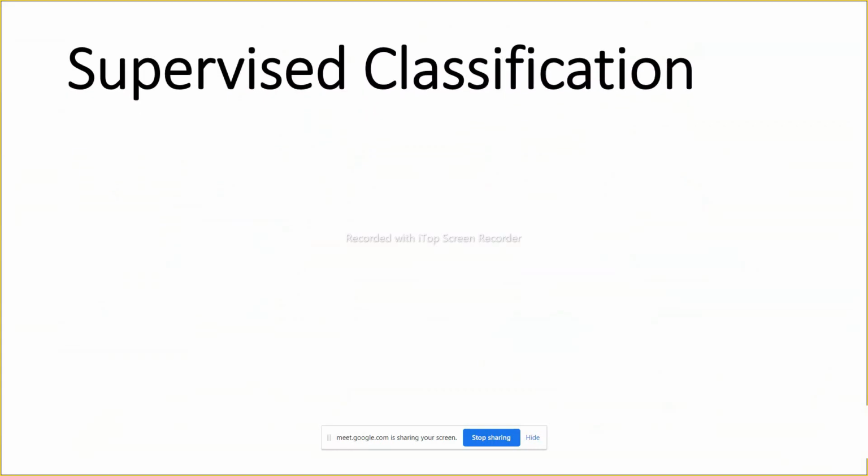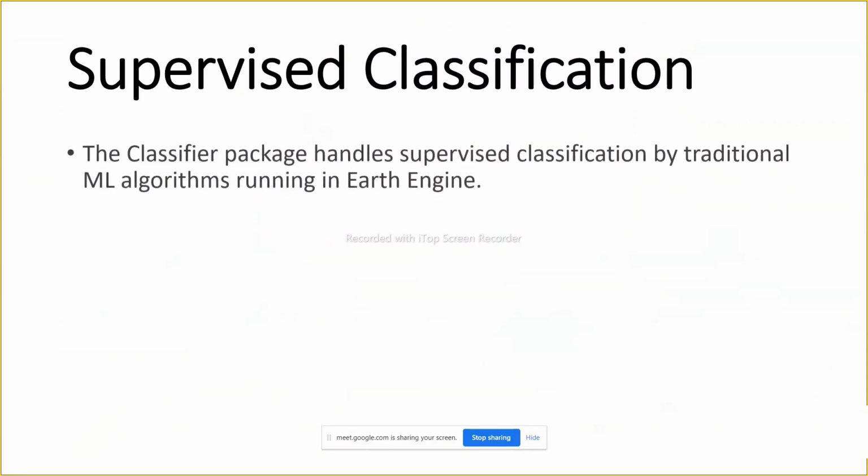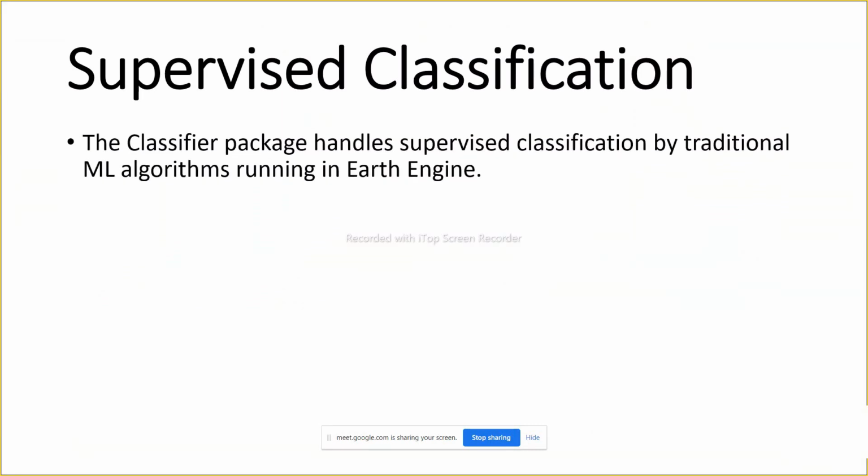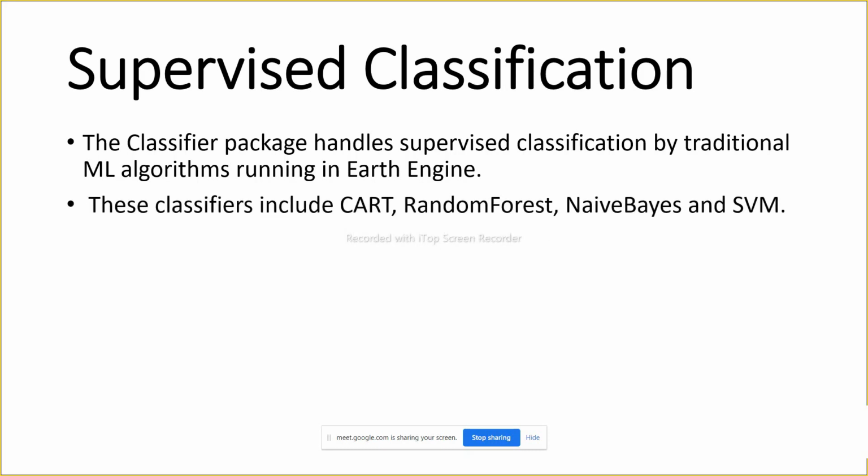This time I will discuss the supervised classification model. Supervised classification is the classifier package you use on the Google Earth Engine platform, where traditional machine learning algorithms run. Mainly we can use classification and regression trees, random forest, naive Bayes, and also the support vector machine. All of these classifiers we can easily use to run our model for supervised classification.